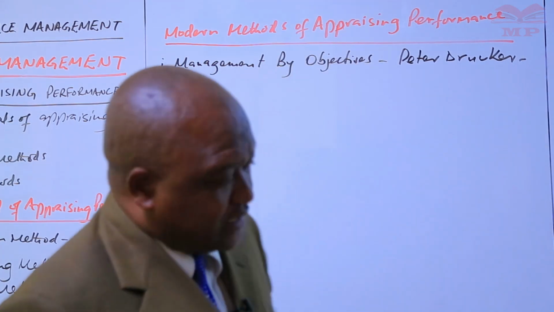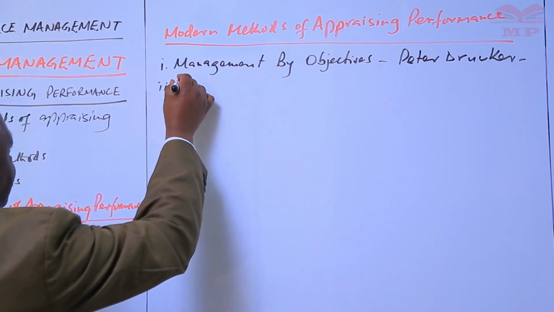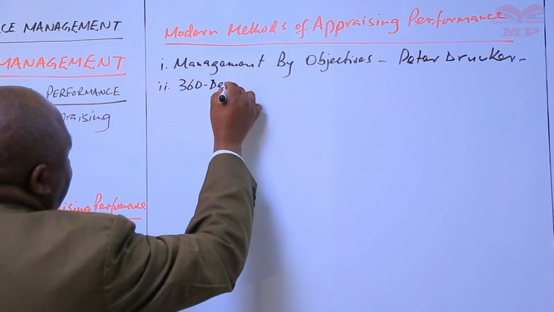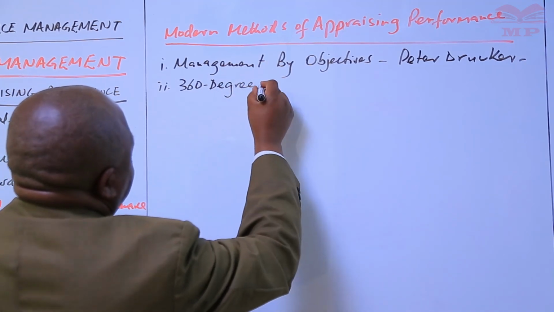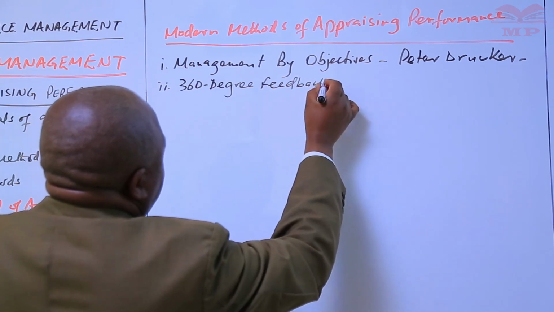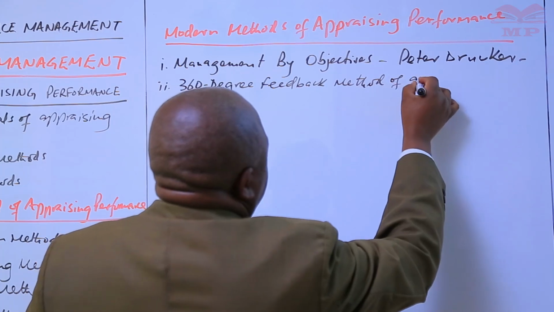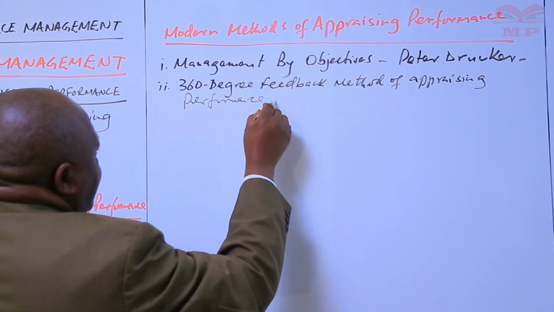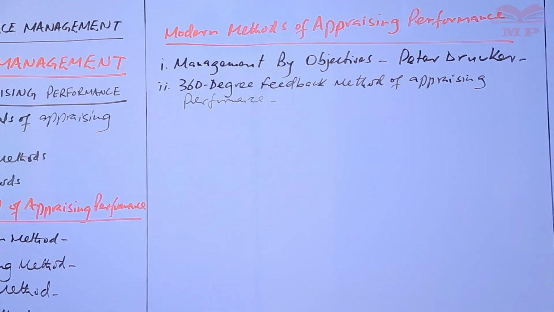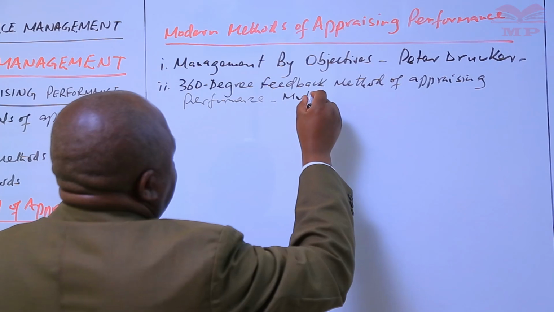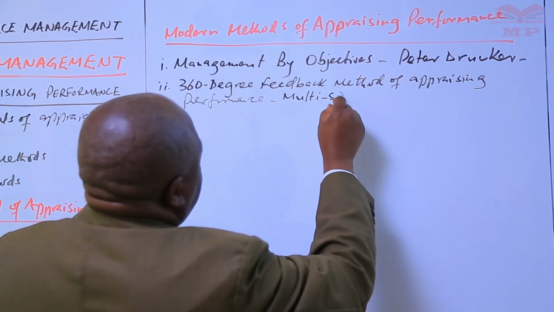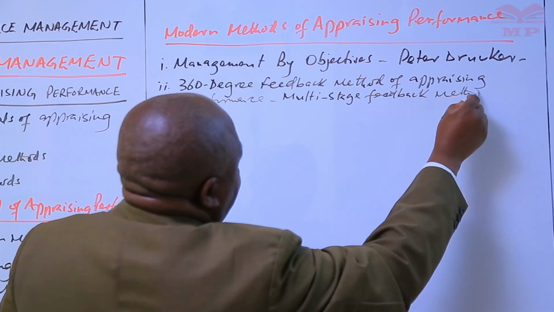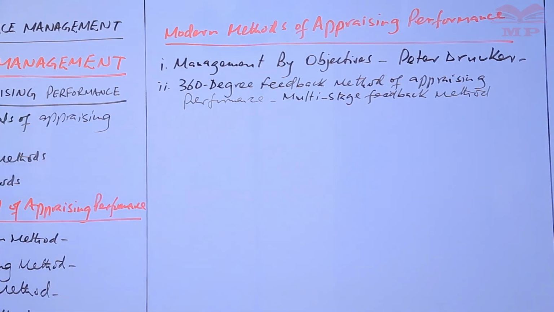Then you also have what you call the 360 degree feedback method of appraising performance. Sometimes this is also called the multi-stage feedback method. Now, what happens to the proponents of this particular approach?